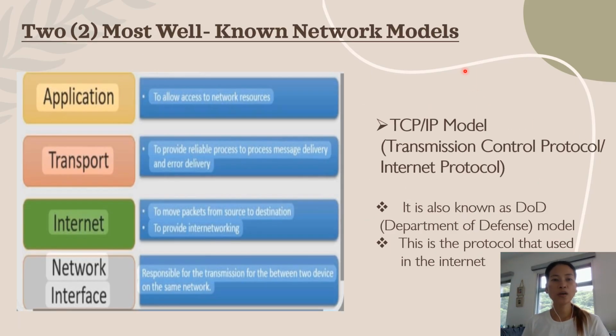And then the next well-known network model is the TCP/IP model, Transmission Control Protocol, Internet Protocol. It is also known as the DoD, or Department of Defense model. This is the protocol that is used in the internet. So it has only 4 layers: the network interface, internet, transport, and application layer.